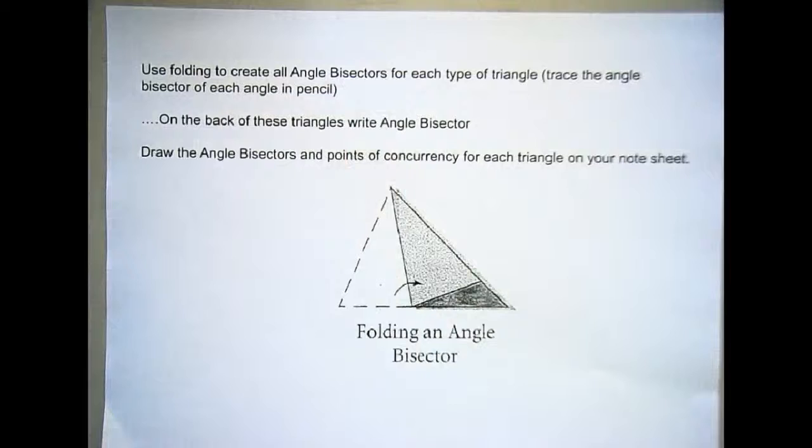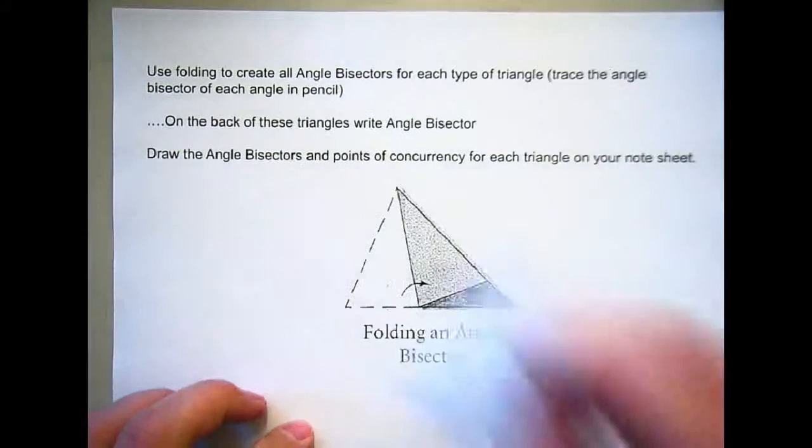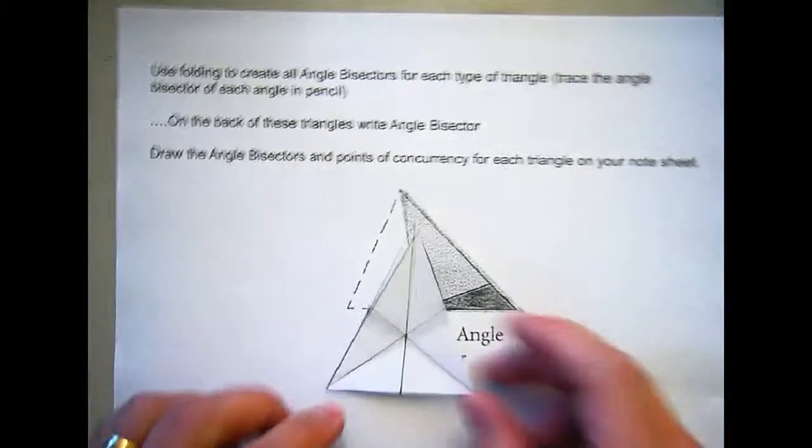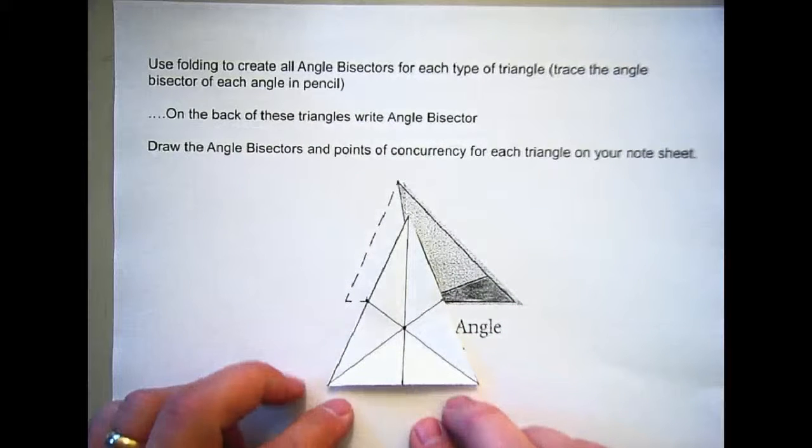Use folding. So what we need to do is take one of our triangles and create an angle bisector for it. I want to make sure I have my correct one here. This is one of my triangles. I got my acute one. I will usually start with my acute one. This is my acute triangle. Now, I've already completed this one. So that's what it ends up being.